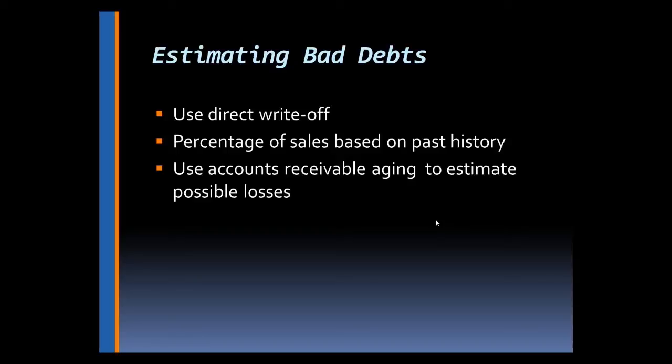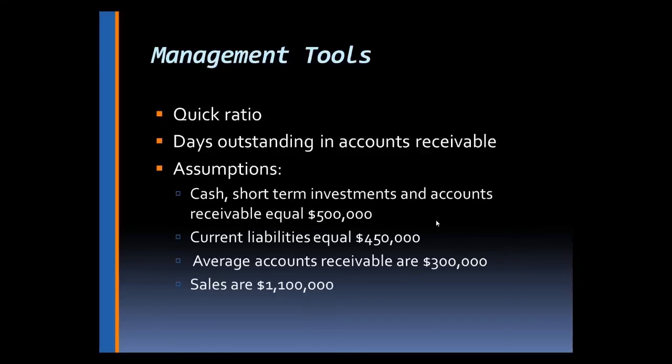And then some people use the accounts receivable aging to estimate possible losses. So once an account reaches, let's say, 90 days, they may say, well, we have a 100% probability of not collecting that account, or we have a 50% probability of not collecting that account, and so then they go ahead and write that off using the direct write-off method.